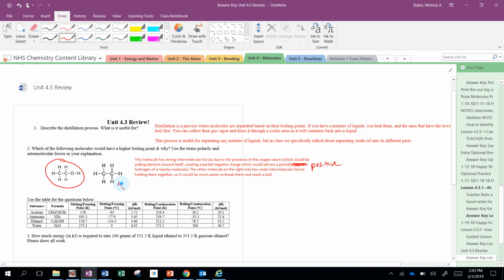This molecule, ethane, only has weak intermolecular forces, dispersion forces holding them together because it's nonpolar. So it would be much easier to break those forces and reach the boiling point, which is where the energy overcomes the attraction of those molecules.